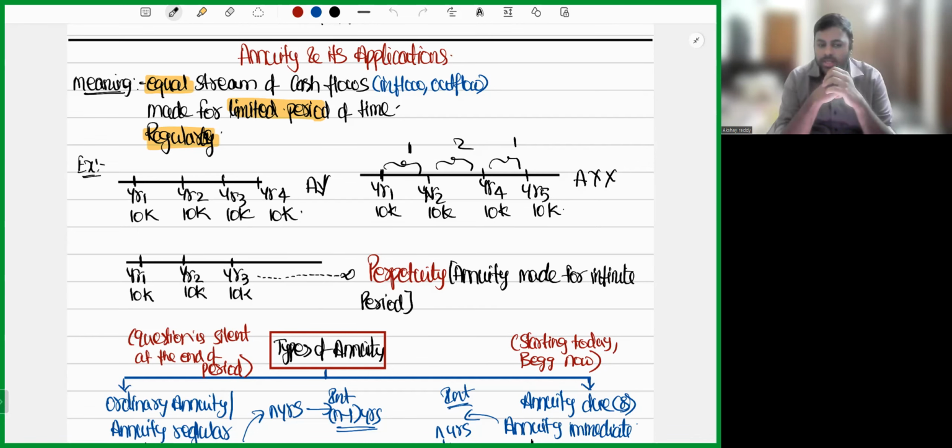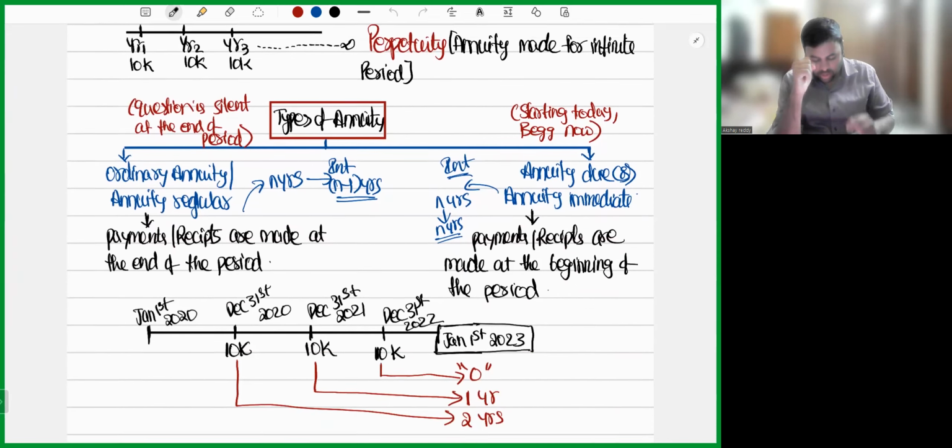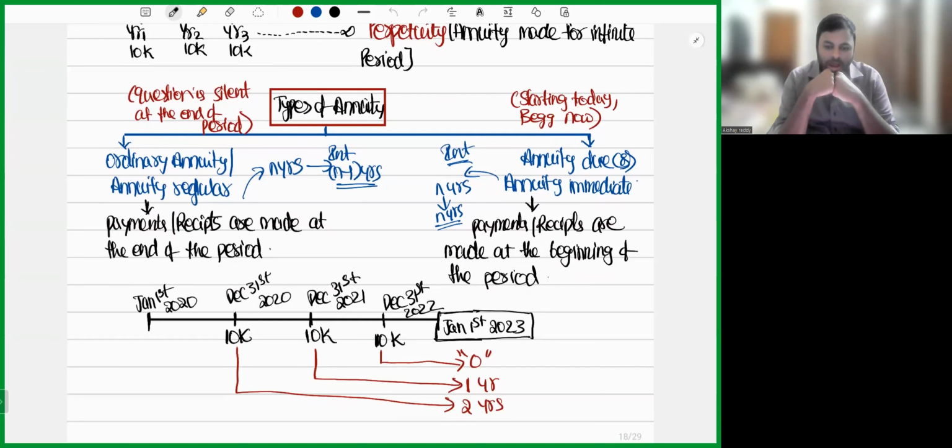Next, if you remember, I said that if this limited period of time concept is not validated, we don't call it an annuity, rather we call it perpetuity. Next, we have two types of annuity: ordinary annuity or annuity regular, and annuity due or annuity immediate. In ordinary annuity, the payments or receipts are made at the end of the period. In annuity due, they are made at the beginning of the period.